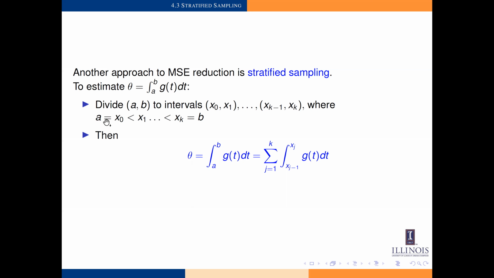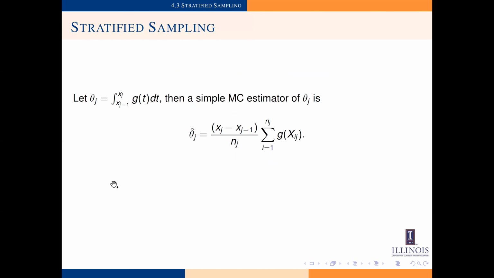So A is equal to x0, and x_k, which is the upper bound of the last one of these intervals, is equal to B. Then we know that theta, which is the integral of g in the region from A to B, is equal to the sum of the integrals inside each of these smaller intervals. And this gives us a way to estimate theta using stratified sampling.